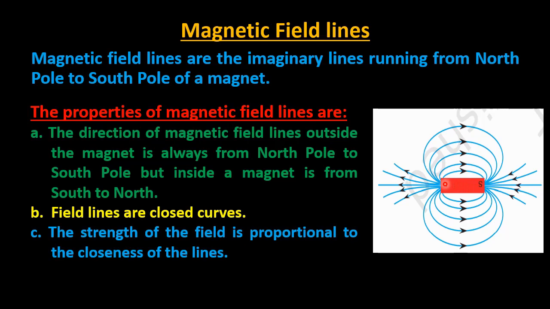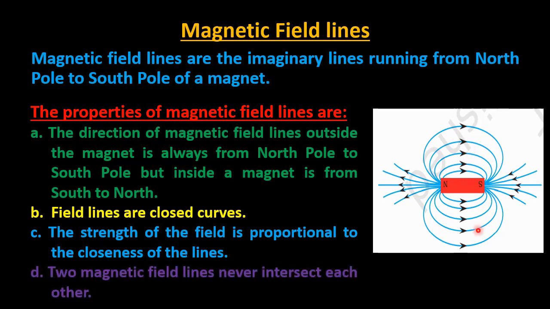The third property of magnetic field lines is that the strength of the field is proportional to the closeness of the lines. Here the field lines are very far from each other, but at the north pole and south pole the field lines are very close to each other. Wherever the field lines are very close, the intensity of the magnetic field will be very strong, and wherever the field lines are far from each other, the magnetic field in that region will be weaker. So the closeness of the field lines also represents the strength of the magnetic field.